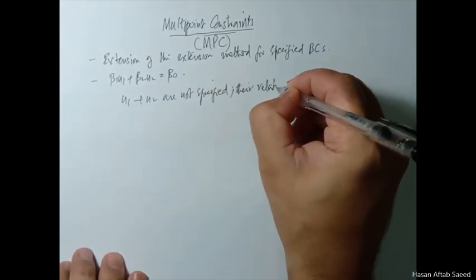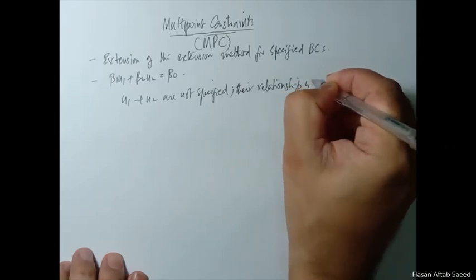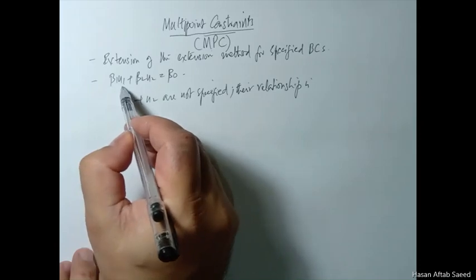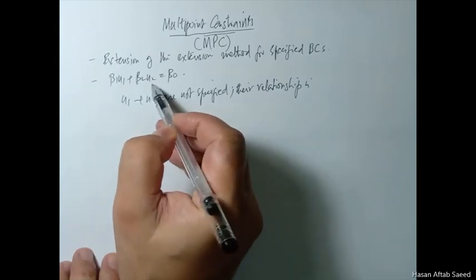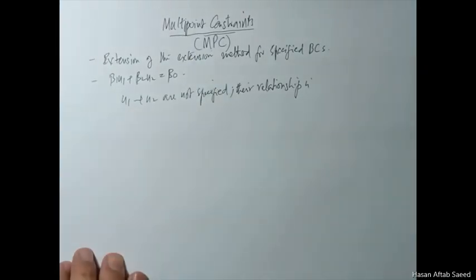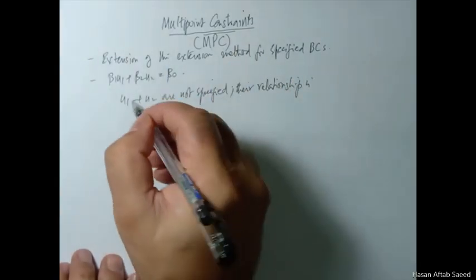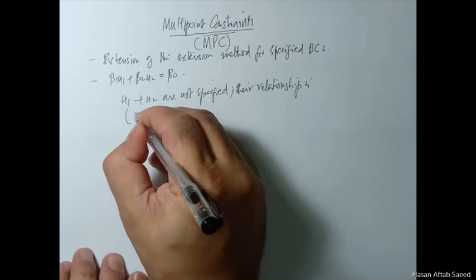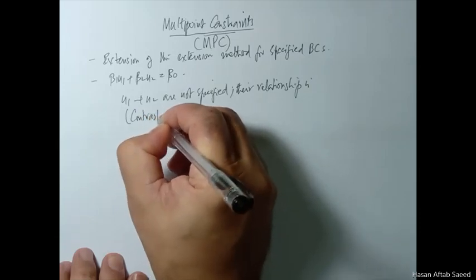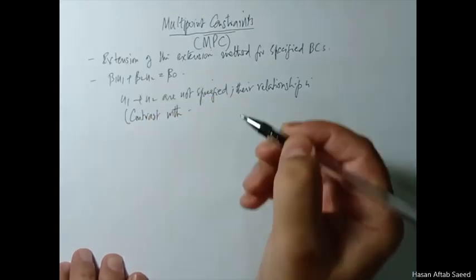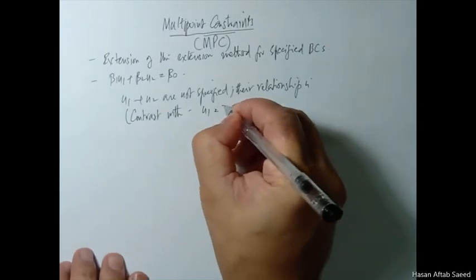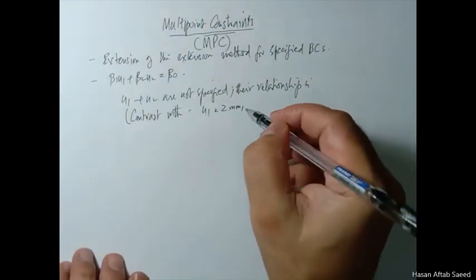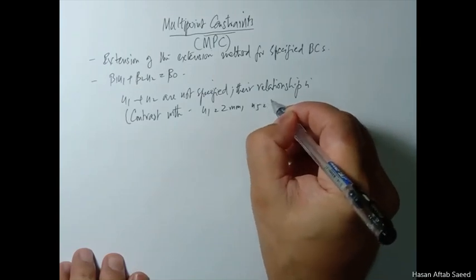Only the relationship is specified. That is, a certain number multiplied by u1 plus a certain number multiplied by u2 is another number. Now contrast this with the specified boundary conditions that you have been dealing with in the past. For example, u1 is equal to 2 millimeters. This is a specified boundary condition. You know the number. u5 is equal to 5 millimeters.